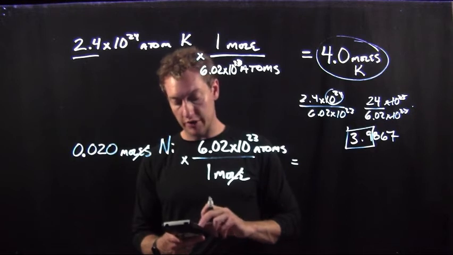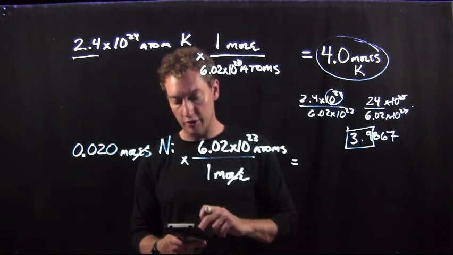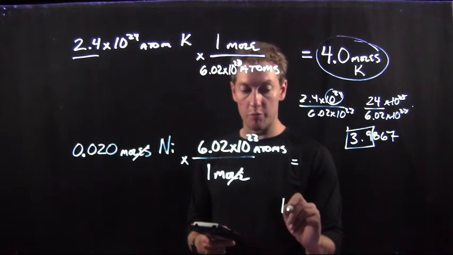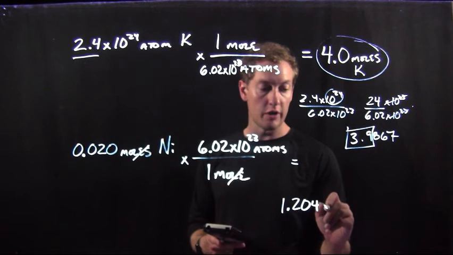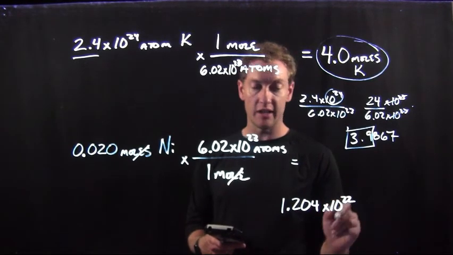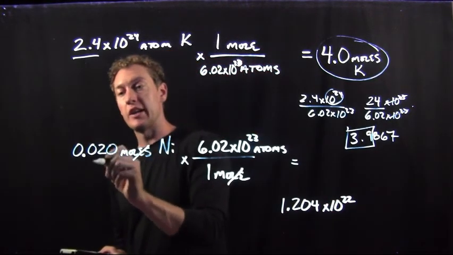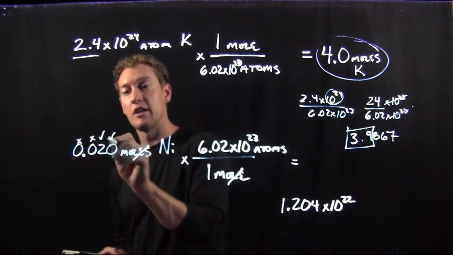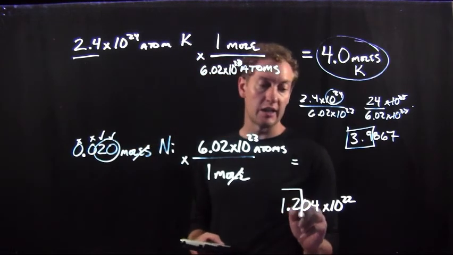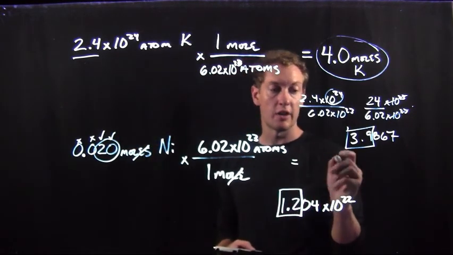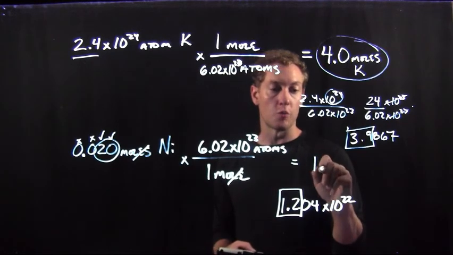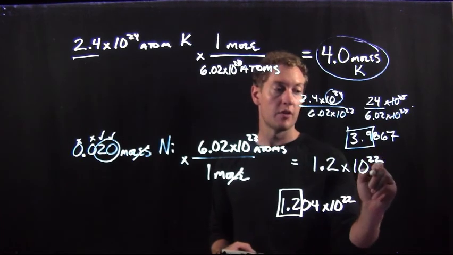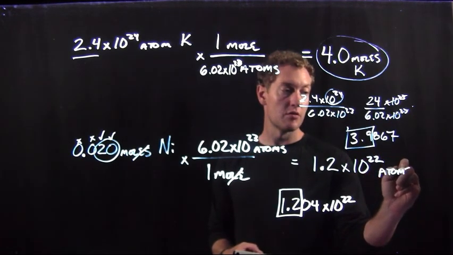0.02 times 6.02 times 10 to the 23rd gives me, my calculator says 1.204 times 10 to the 22nd. This number back here, not significant, not significant, significant, significant. 2 significant figures. I need to keep this to 2 significant figures. I would report the answer as 1.2 times 10 to the 22nd atoms of nickel.